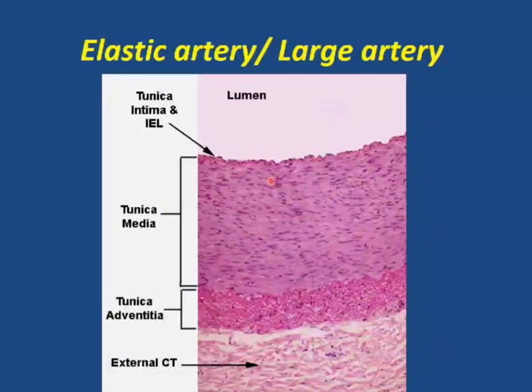This is the slide of elastic artery under low power, where you can see the endothelium very close to the internal elastic lamina, which is not prominent. The thickness of tunica media is greater than the thickness of the tunica adventitia. The tunica media will be mainly containing the elastic fibers. The tunica adventitia will be containing the collagen fibers. The adventitial layer is continuous with the external connective tissue which gives support to the elastic artery.